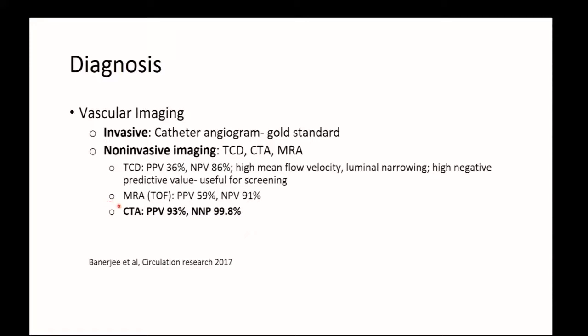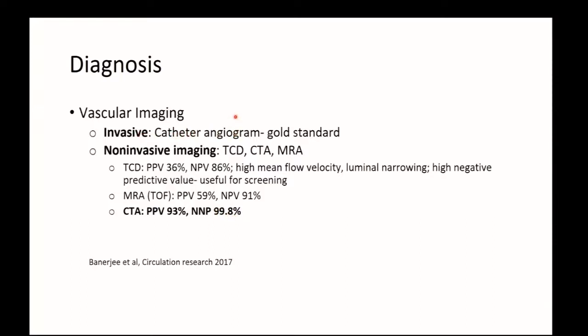Then the MR angio, which is used without contrast, using time of flight technique. Positive predictive value 59%, negative predictive value 91%, meaning it is a sensitive but not a specific study. And MRA almost always exaggerates the degree of the stenosis. It makes sense. But look at the CT angio here, the CTA: positive predictive value 93%, negative predictive value 99.8% as compared to the catheter angiogram.